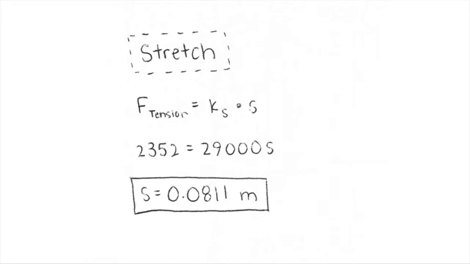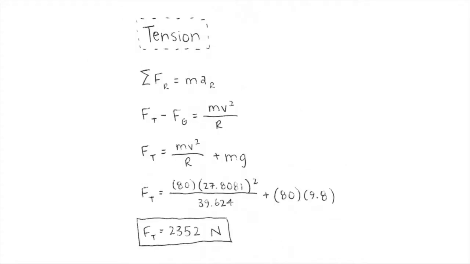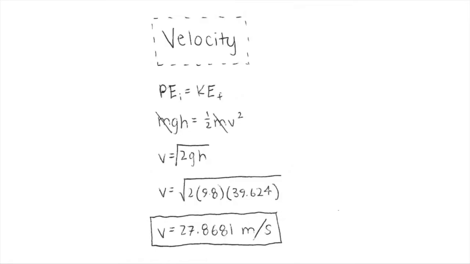If the rope did not have any stretch, the jumper would not survive due to the forces felt during the jump. The stretch of the rope at the bottom of the swing can be found as 0.0811 meters. The tension of a real rope is greatest at the bottom of the jump. I used Newton's second law to find the force of tension. I summated the forces in the radial plane and I solved for tension. I found a value of 2,352 newtons at the bottom of the jump.